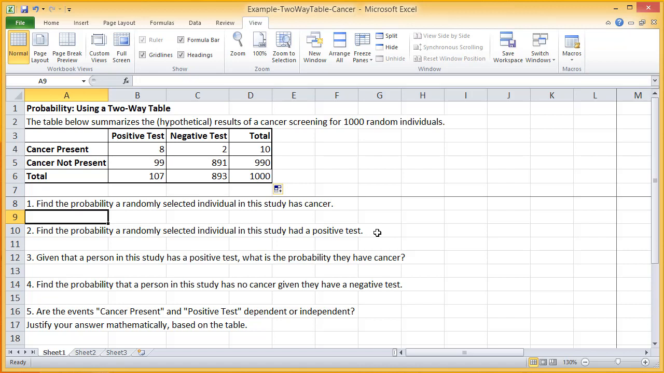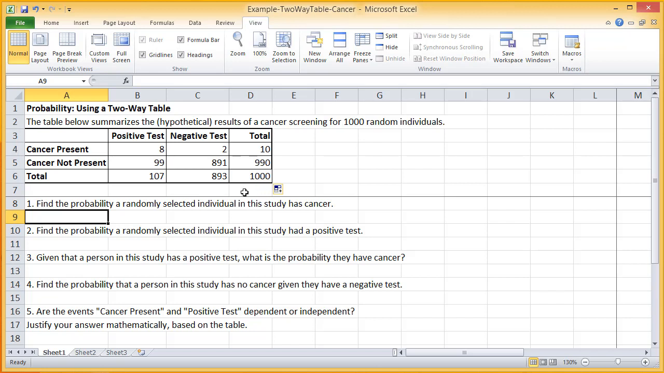The first one says, find the probability a randomly selected individual in the study has cancer. The easiest way for me to answer questions about probability is to find what the denominator, the bottom of the fraction, should be first. This problem is asking for the probability that somebody that we pick in the study has cancer. We know that a total of 10 people have cancer, and the fact that it says we're picking randomly from the whole study means that we could pick any of the 1,000 people in the study in our selection.